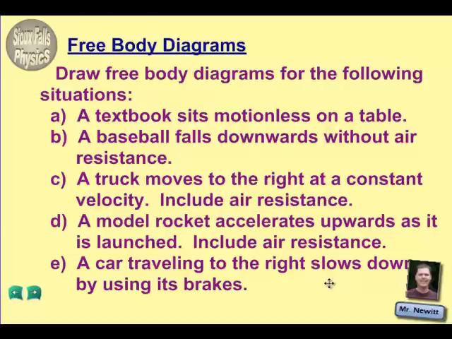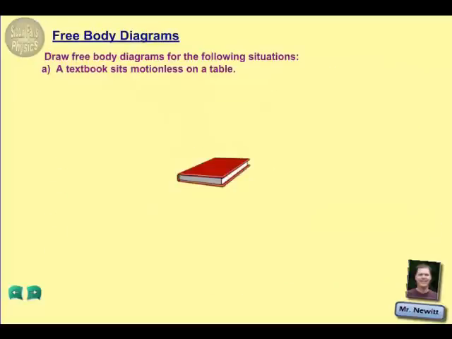All right, it says a textbook sits motionless on a table. Okay? So here's my textbook, which is right now floating in the air, but we'll draw a little table that it is resting on. And if it's sitting motionless on the table, motionless is a big key here. Since this is not accelerating, we know that the net force acting on this book is going to be 0. There's going to be essentially 2 forces.